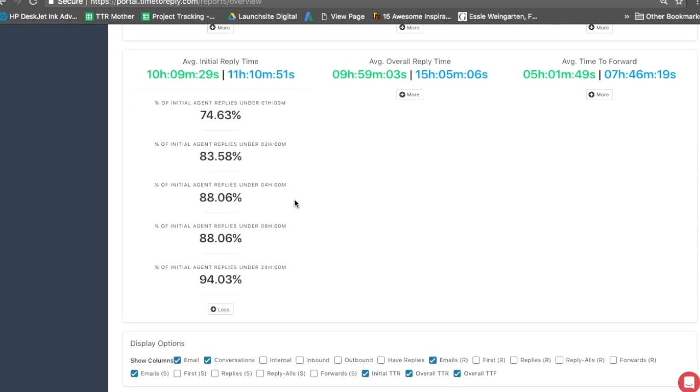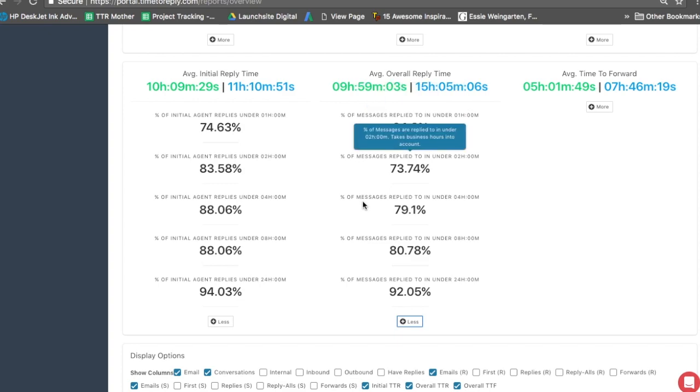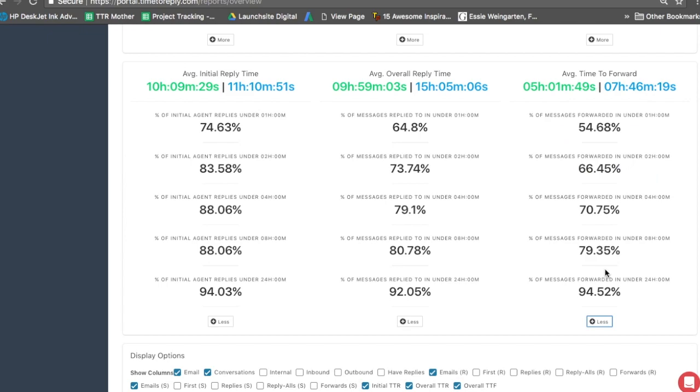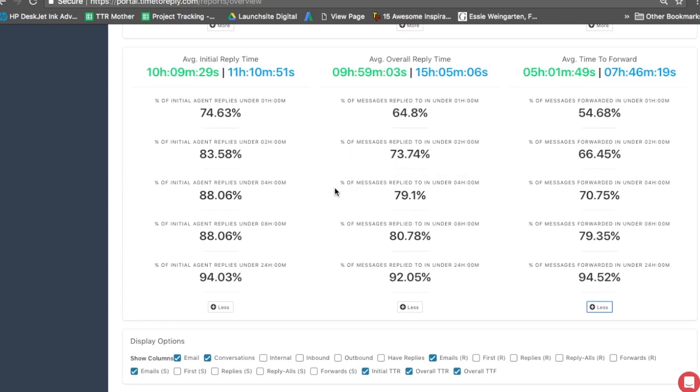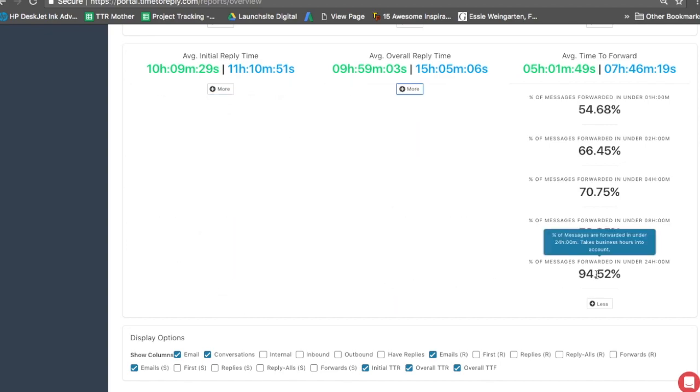So you can see 88.06% of the time they're responding within 4 hours. And the same is true if you look at the overall average reply time or the average time to forward. So that's to give you some context around those averages. Let me minimize all of those.